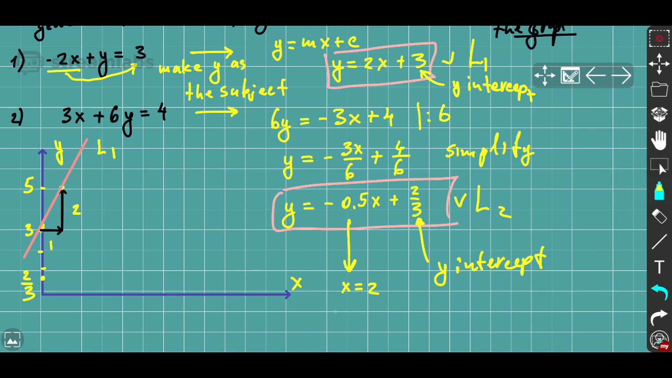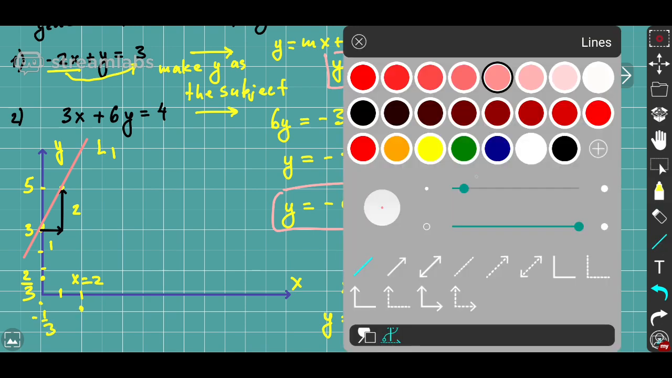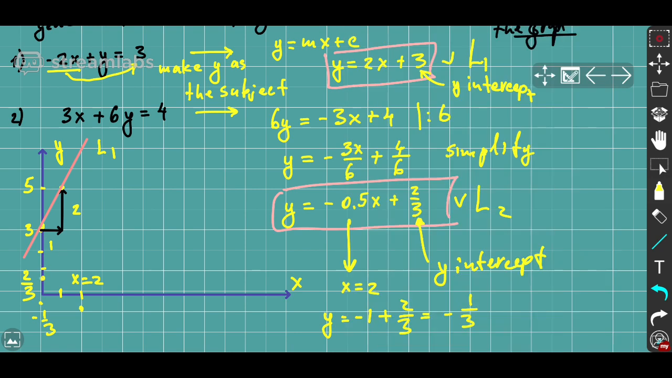So if I plug in x equals 2, why have I chosen 2? Because I know that 2 times 0.5 is 1, right? Very good number. So that's why I'll get negative 1 plus 2 over 3. And finally, I will get negative 1 over 3. Or if you calculate using a calculator, you'll get the same answer. So negative 1 over 3, that's going to be the point. So 1, 2, that's x. And that's negative 1 over 3. That's another point.